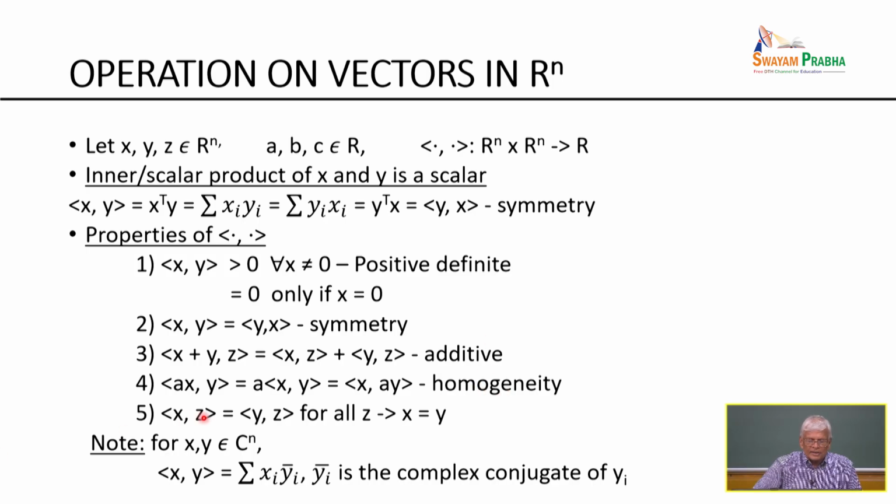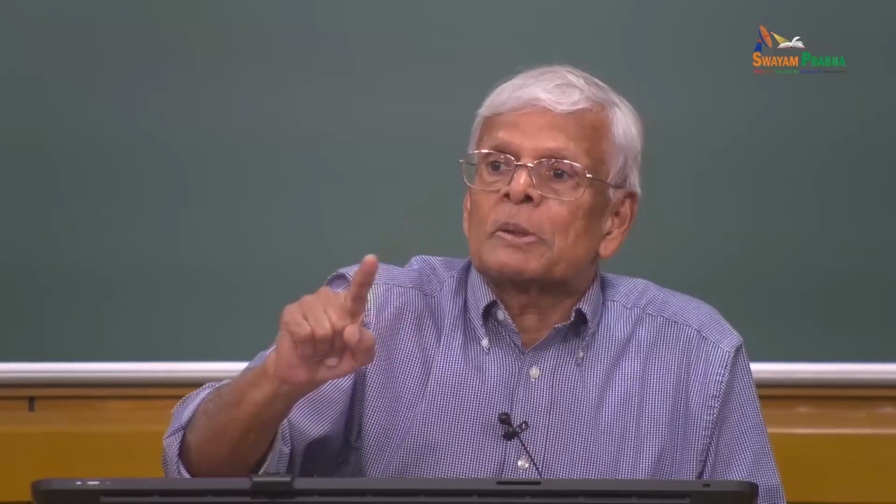If the inner product of x and z is the same as the inner product of y and z for all z, so x and y are given and z is an arbitrary vector, if I compute the inner product of x with z and y with z, and the values are the same for all z, then x must be equal to y. Are you with me? So that's a property of inner product. These are the 5 different properties of inner product.